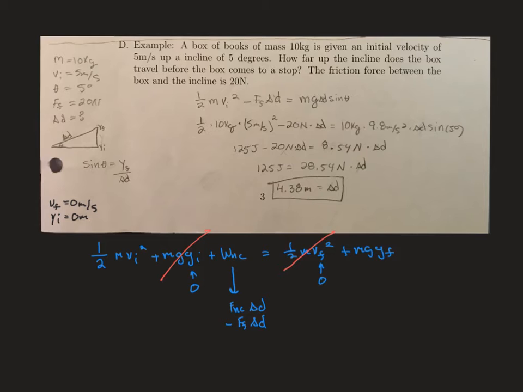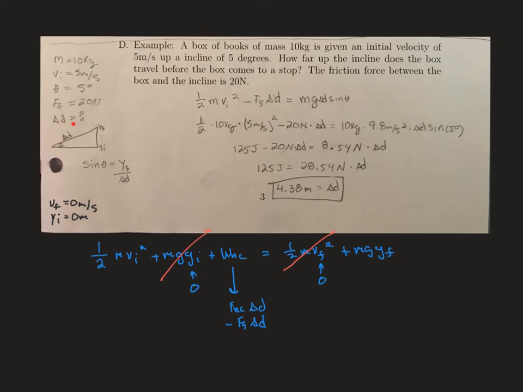Now, as we go through our checklist of information, we have the mass, we have the initial velocity, so I've written them down here as provided in the problem. We know what the frictional force is. The displacement is our unknown because we want to know how far up the ramp the object goes. We have mass, we know what the gravitational field strength is, but we don't know what y final is.